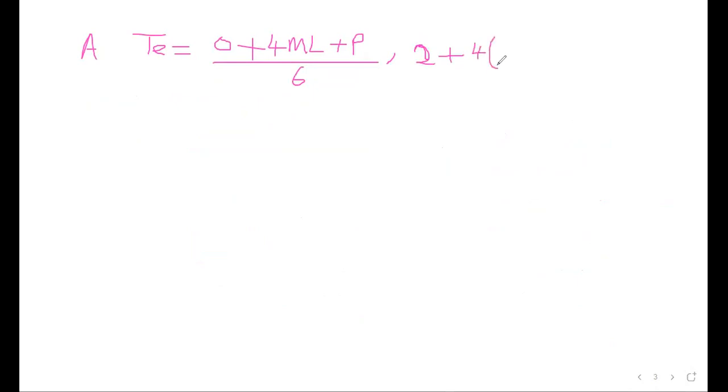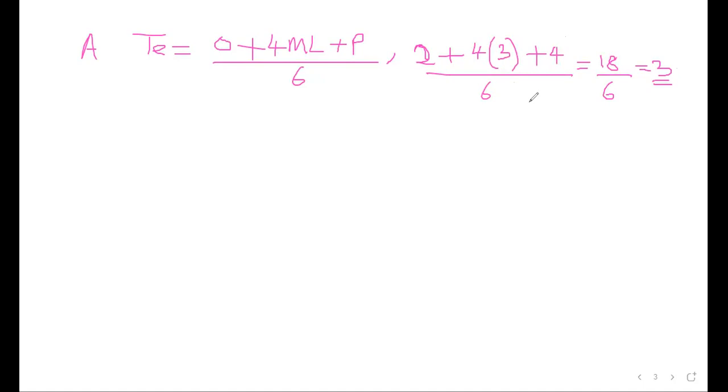So for A, we can calculate. We have optimistic is 2, then plus 4 is constant, most likely is 3 from the question, and then pessimistic is 4, then the 6 is constant. So you can find the value for that. It will be 2 plus 12 plus 4, that will be 18 over 6, which will give us a 3. So A is 3.